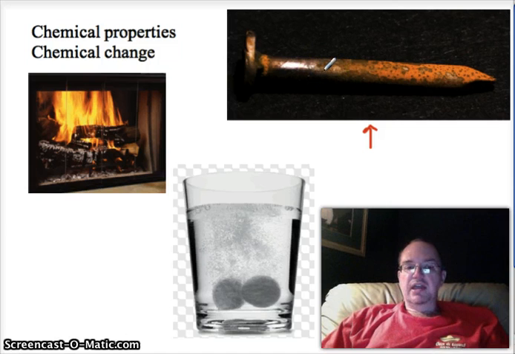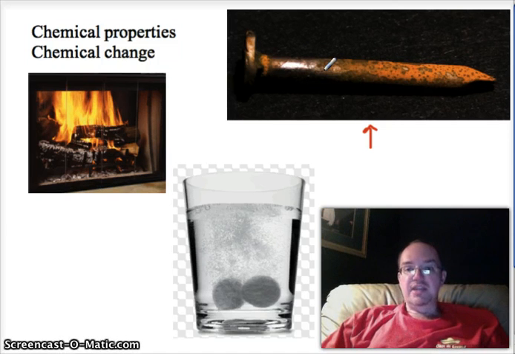This nail has a lot of reactivity. Some elements have more reactivity than others. Something like argon or helium hardly ever reacts with anything. Gold is another one that hardly reacts with anything. But some react with a lot of things, like hydrogen and oxygen and carbon.